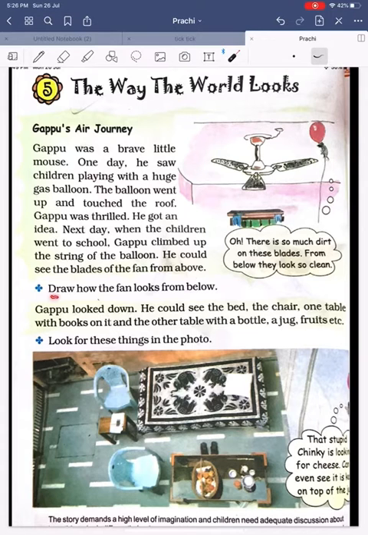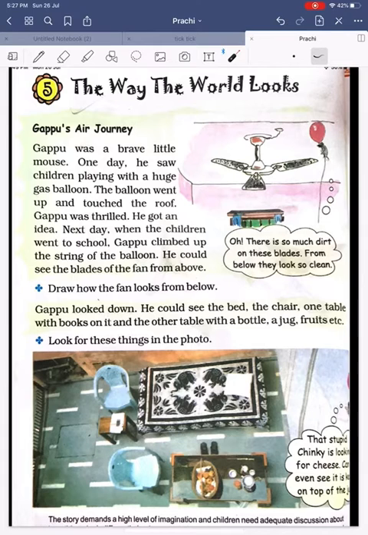Now this is an activity in your book. Draw how the fan looks from below. So what you have to do, you have to look at the fan from below and draw it, how it looks, because it looks different from below.